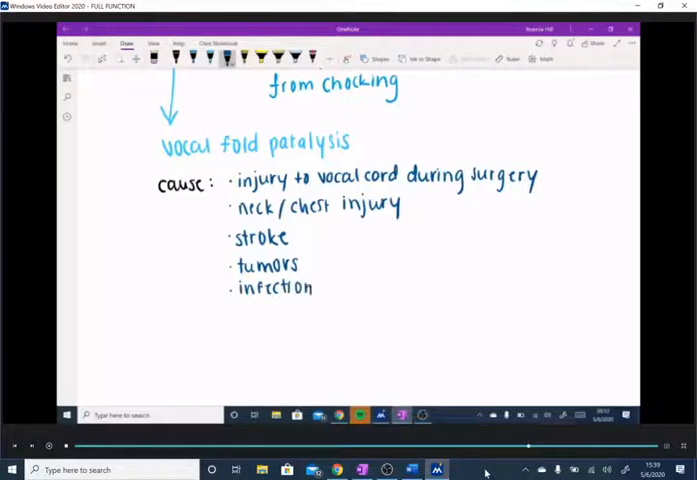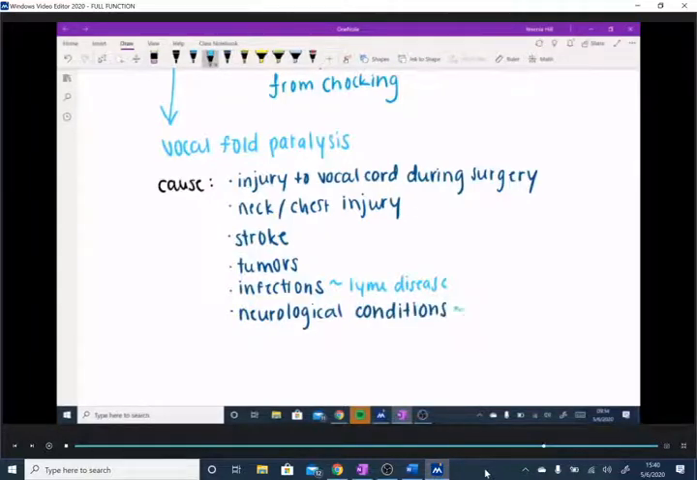Then you have stroke, tumors, infections such as Lyme disease and herpes could cause inflammation and destroy some of those nerves. And the last one is neurological conditions, which could be considered as Parkinson's disease. And also multiple sclerosis could be another neurological condition.